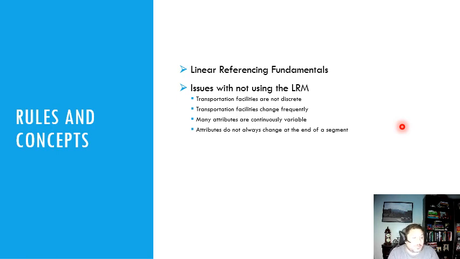The third issue is that many attributes are continuously variable. For instance, in speed limit, jurisdiction, functional classification, and many other attributes, there cannot be any gaps. Every piece of each roadway must have one and only one value of these attributes. So that's another issue. And the fourth issue is that attributes do not always change at the end of the segment.